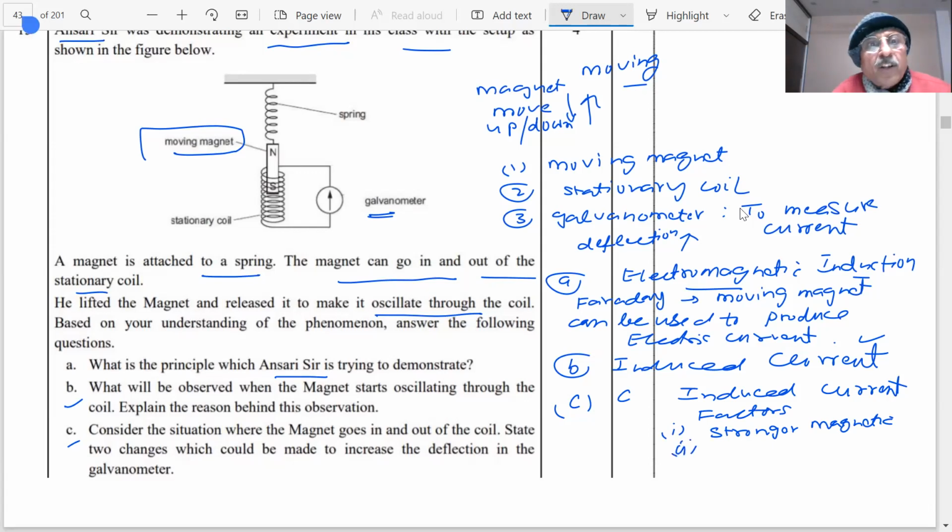Another could be to increase the number of turns in the coil. The more the number of turns in the coil, student, what will happen? Then this will increase the induced current. The factors which we studied in your book are the strength of the field, the number of coils, and the type of material which we use. Soft iron is usually used because it has greater permeability. So here we are talking about only two things: a stronger magnetic field and the number of turns in the coil. You can increase any of these, then it will produce more current.